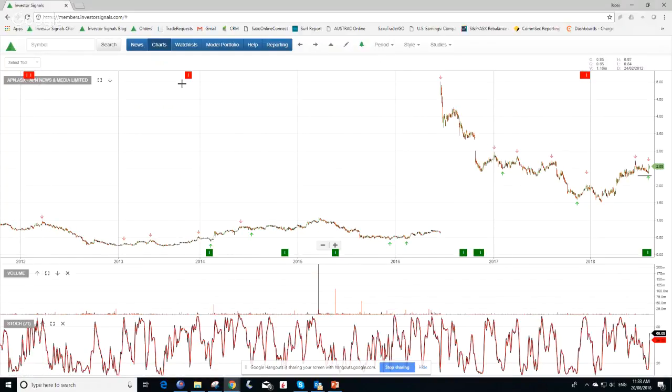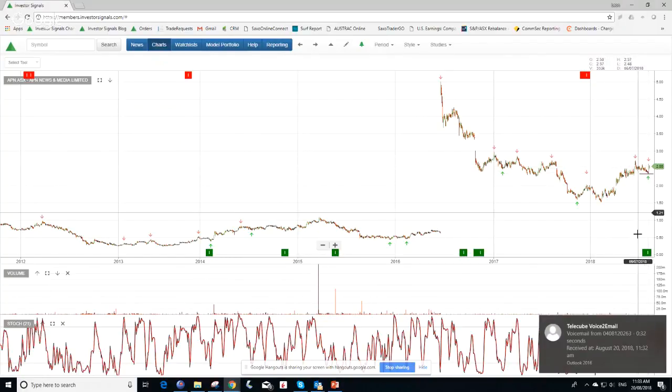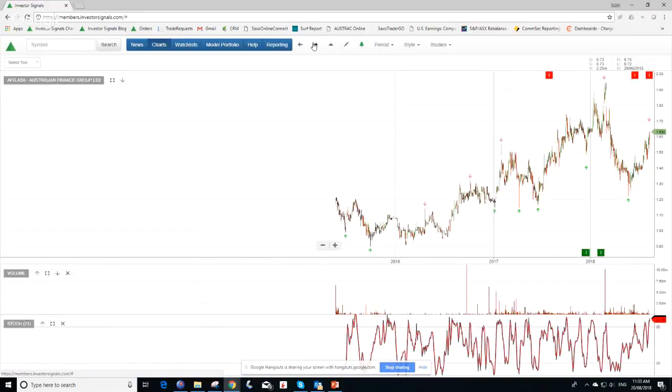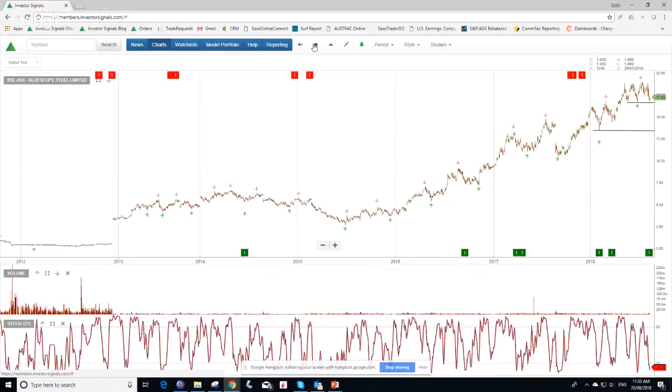So APN News and Media, what the algorithm engine is flagging here is the stock's broken out to a higher high. It's had a pullback, and now it looks like the stock's starting to move higher again, and we've got support here around 234. AFG not doing much at the moment, but the stock's broken lower, made a lower low, rallied back, and is now likely to run into resistance around this 163, 170 level.